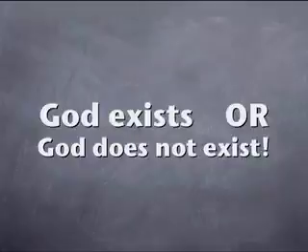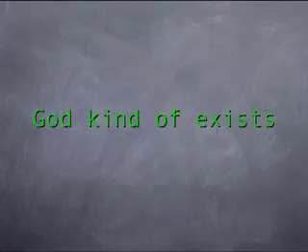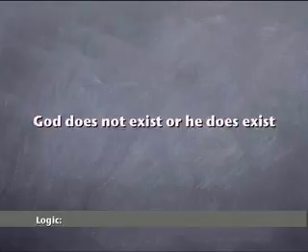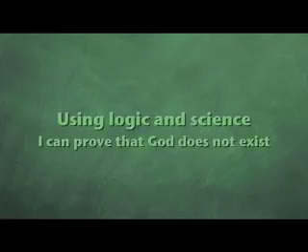The third law is the law of excluded middle, which states that God either exists or he does not exist. There's no middle ground that says God kind of exists. Okay, those are the three laws of logic. Okay, what this means is that logic states that either God does not exist or he does exist. Period. Okay. Next up, the word God.